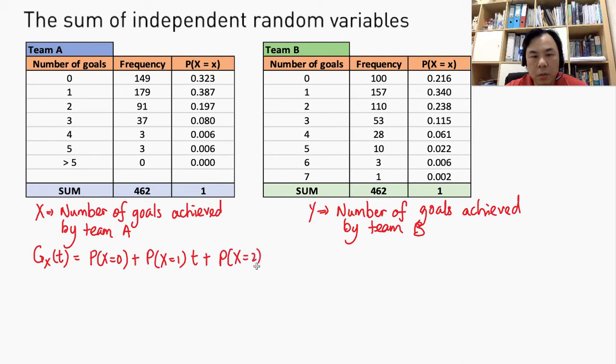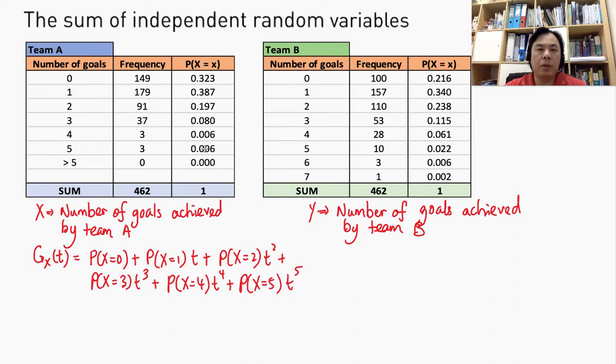plus P(X equals 2) t squared and P(X equals 3) t cubed. Let me count: 0, 1, 2, 3, 4, 5, 6. So I have 5 actually. So P(X equals 4) t to the 4, P(X equals 5) t to the 5, because 6 does not have any probability. Now, there you have it. That is the general representation of the probability generating function that represents the performance of Team A.